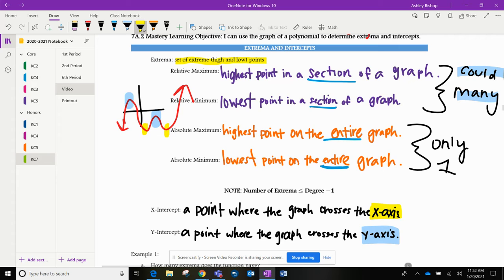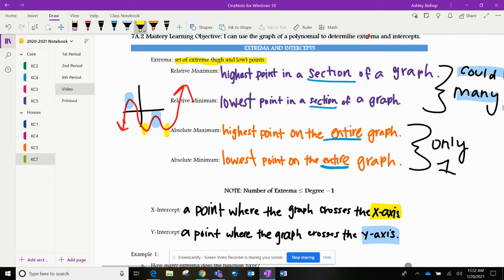maximum and minimums. Okay? Now, on the other side, we have absolute maximums and absolute minimums. The absolute maximum is the highest point on the entire graph. So there is only one of these. There's only one point that's the absolute highest.